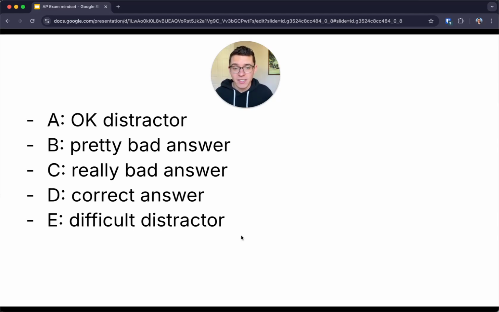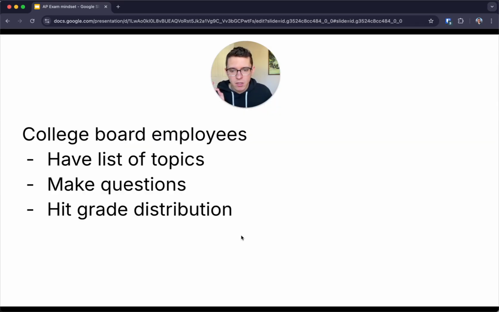If your teacher didn't teach you about the U.S. Civil War, and it's a question about the Civil War, yeah, you need to skip the question because it's going to be a little bit difficult, or integrals or whatever it is. Doesn't matter. But the point is, going back to here, they have a list of topics.